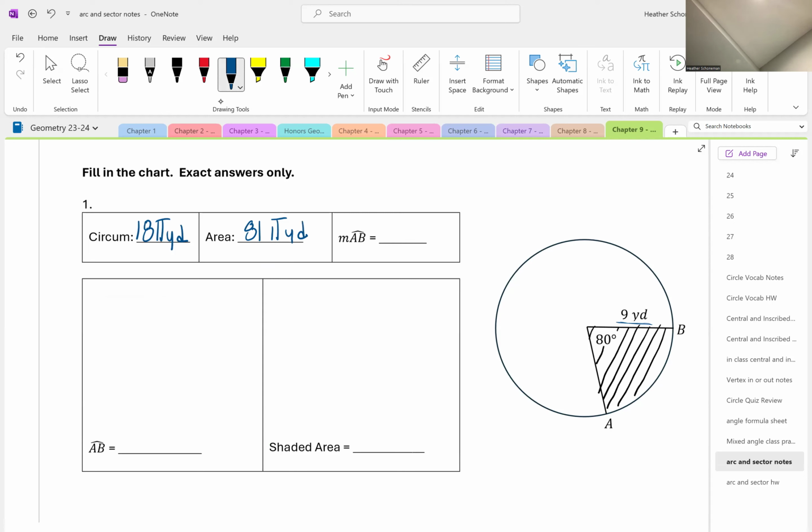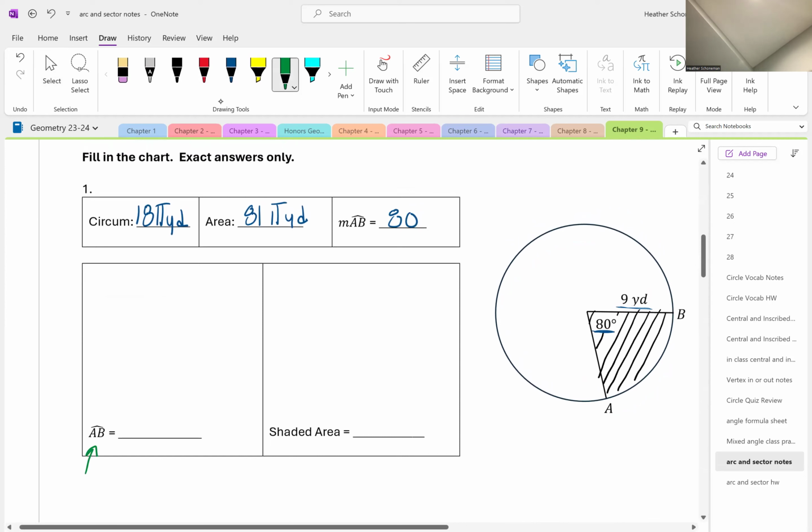Now this last or third box here says that it wants M arc AB, and that M stands for the measure of arc AB. Okay? And they want the degree. So because this is a central angle, we know that this is 80. Well, now that we've got that, now we can find these two things.